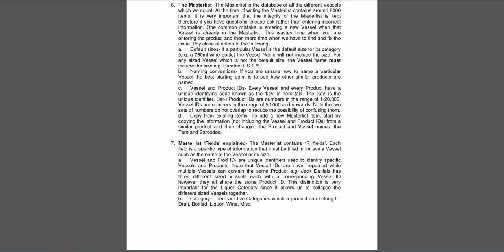Section 6, the master list. So earlier we introduced you to all the different types of products. Well, the master list is the name we give to the database of all the different vessels that we count. At the time of writing it says 8,000. Actually, these days I think we're up to like 11,500 products.